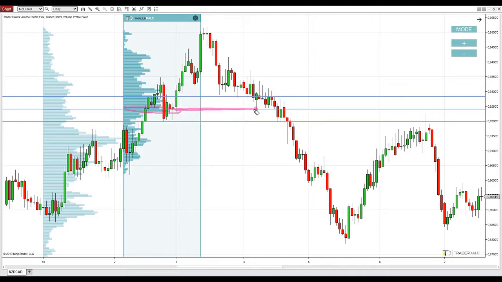This was the entry point, this is where I went long. The stop loss for this trade was below this swing point, so it was in here. And with risk reward ratio 1, this was the take profit.